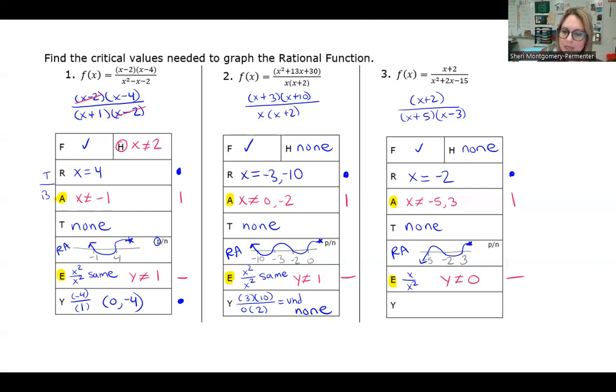And to figure out our y-intercept, which we will mark with a point, we're going to plug in 0 for x. So we end up with 2 over 5 times -3. That's 2 over -15. Does 2 over -15 reduce at all? No, it's ugly, but who cares? So your point would be 0 and then -2 over 15. It just is what it is.